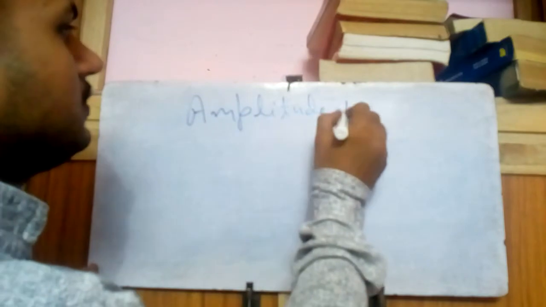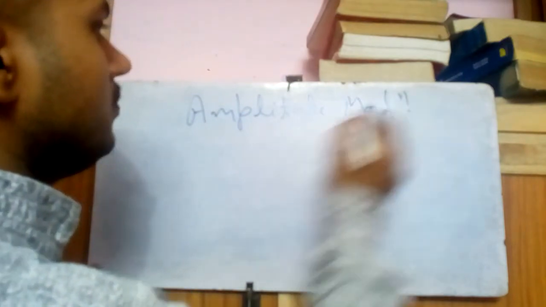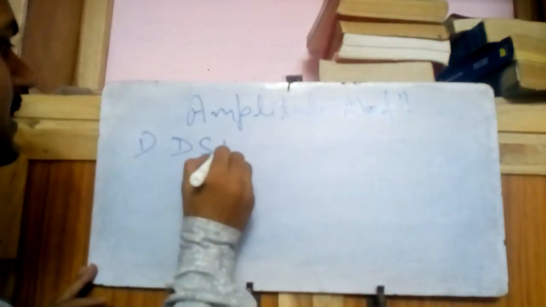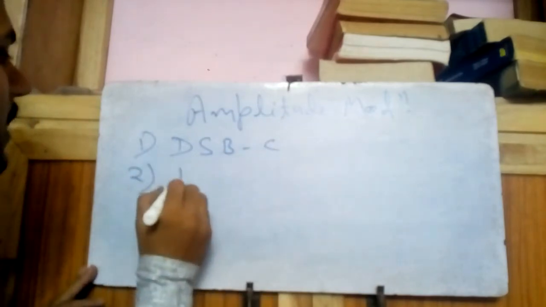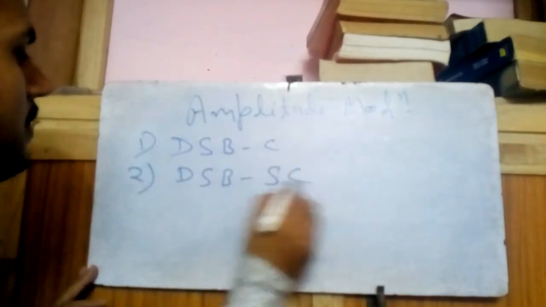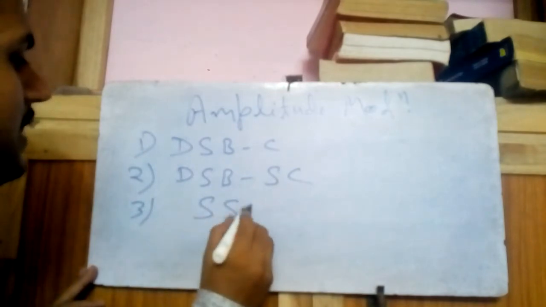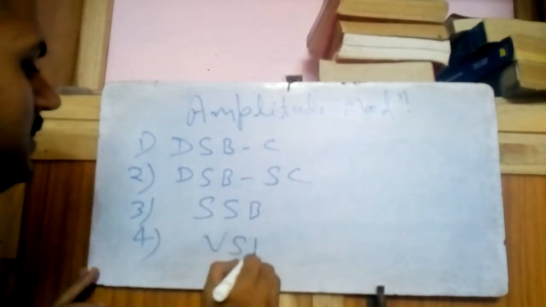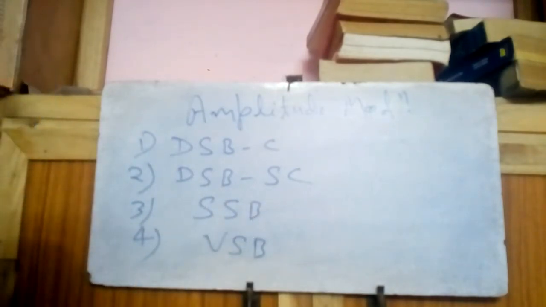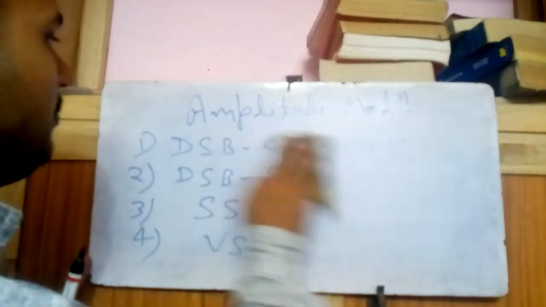First part is DSB with carrier, double sideband with carrier. Second part is double sideband suppressed carrier. Third part is single sideband, and fourth part is vestigial sideband. Generally, DSB with carrier is called amplitude modulation.